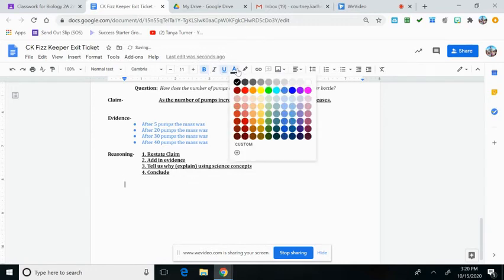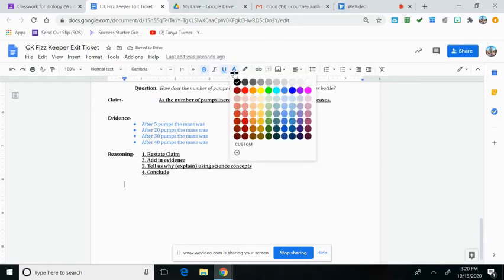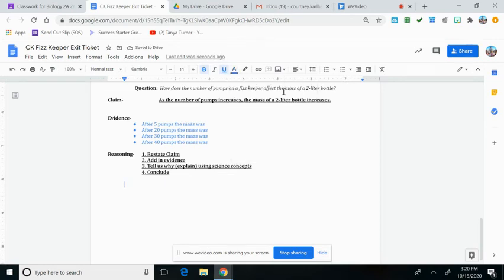I personally don't like to write the reasoning or the claim when it says restate the claim. Excuse me. I don't like to write it exactly the same as it is here. I like to kind of make it different and make it new. It's going to mean the same thing, but I just use different words. So, as the number of pumps increased, so did the mass of the 2-liter bottle. That's restating our claim. That was step 1.